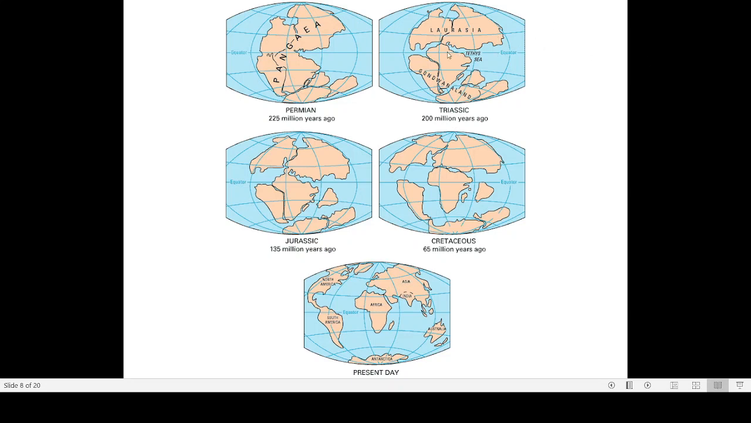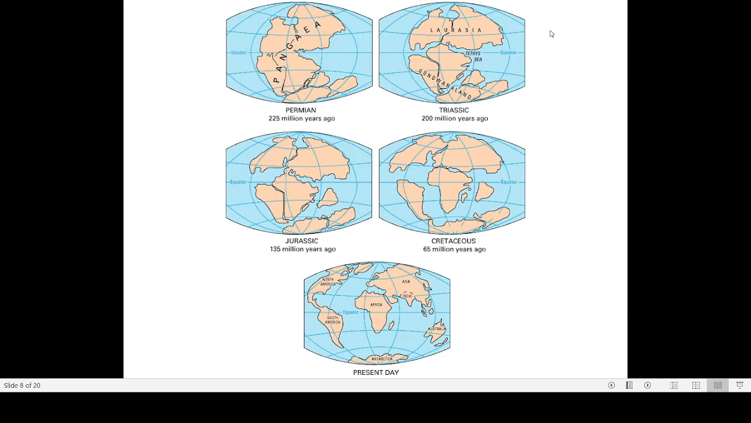And in between, we find a sea. The name of that sea is the Tethys Sea. Now, what happened 135 million years ago? That is the Jurassic period. During the Jurassic period, this separation went further. This splitting process has taken place.